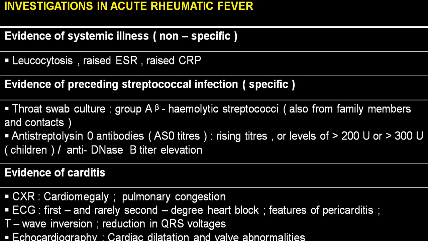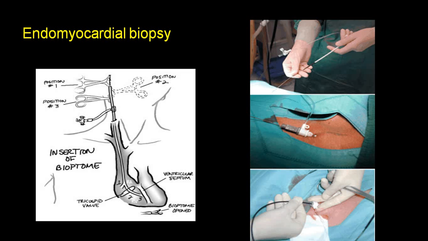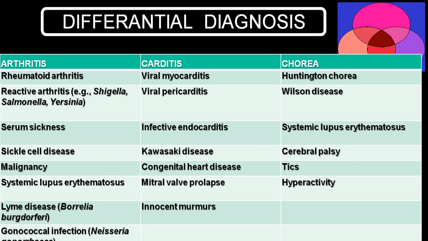Even evidence of pericarditis you may see sometimes in an ECG, and echo shows cardiomegaly, valve involvement, etc. These are in favor of what we call rheumatic fever. So these are all the features which you can go through. I've already mentioned all. This is very rarely required. You require an endomyocardial biopsy, very, very rare, to demonstrate Aschoff nodules. This is a differential diagnosis between arthritis, carditis, and chorea.